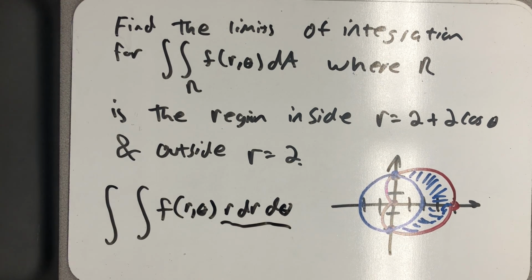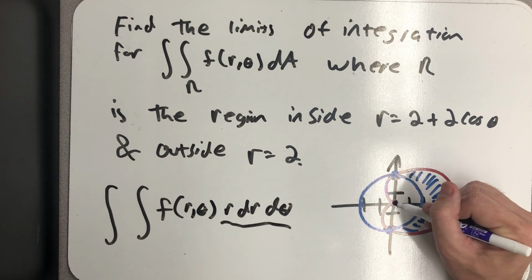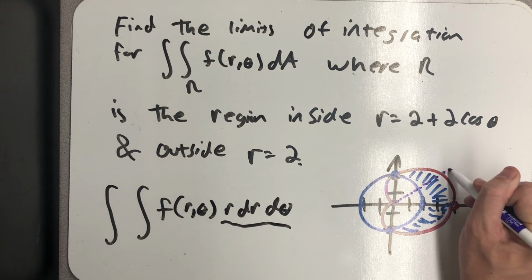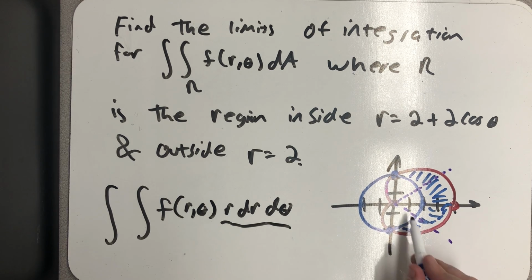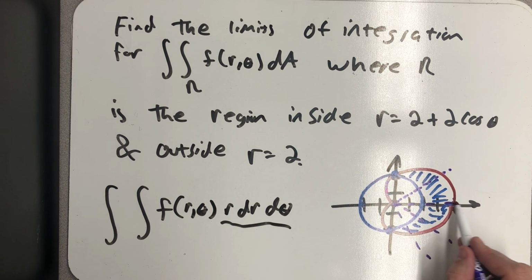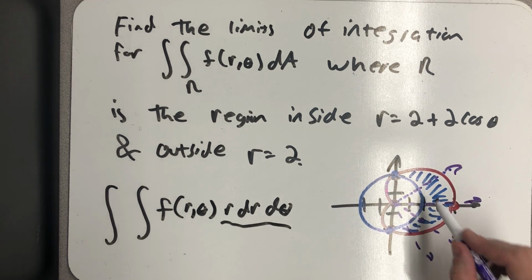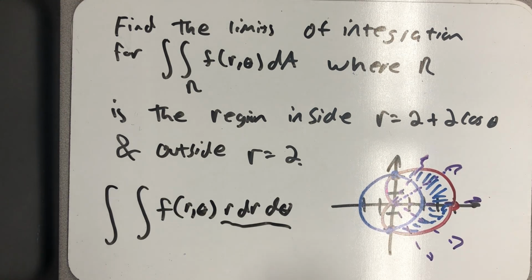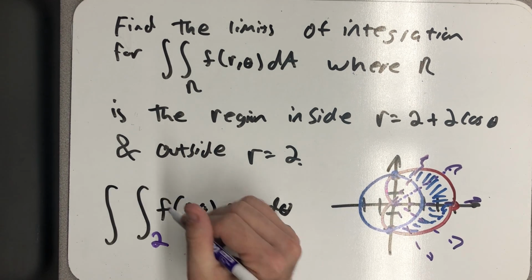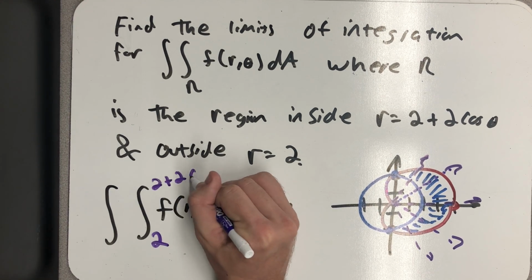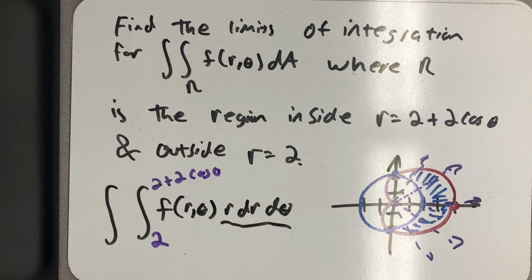So I want to think about a ray going through that region in increasing direction of r, always leaving the pole. And if I think about going through that region anywhere I possibly could, in increasing direction of r, I'm always hitting the circle and then the cardioid. So my bound should start at 2 and then go to 2 plus 2 cosine theta.